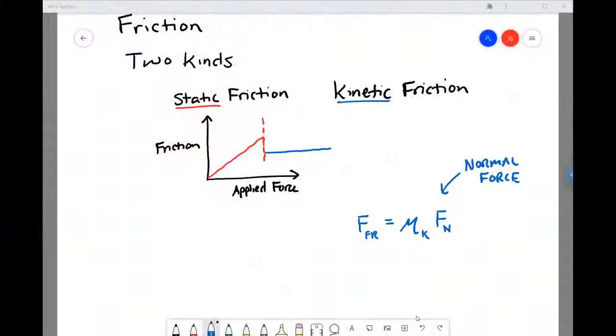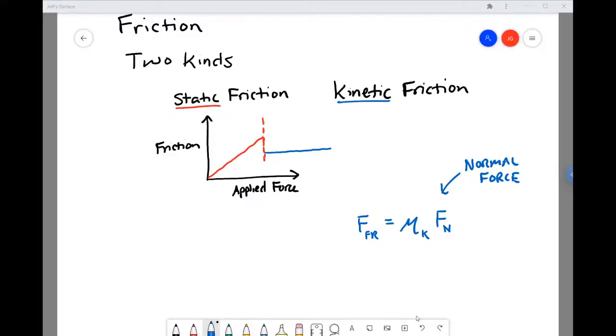But the other factor is the normal force, and the normal force is this force of contact between two surfaces. If I have my hands like this, I can increase the normal force by pushing my hands together. Ooh. And now it's much harder to slide them because the amount of friction between my hands is increased. So the normal force is the force of contact between the two objects.